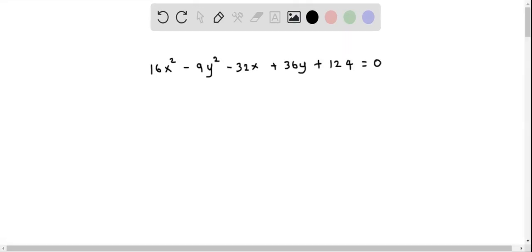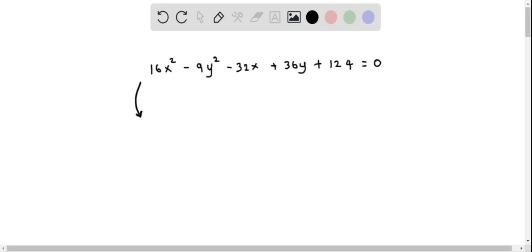We now determine the eccentricity of the conic given by this equation: 16x squared minus 9y squared minus 32x plus 36y plus 124 equals 0. So first we are going to rearrange this equation and write this in a standard form.